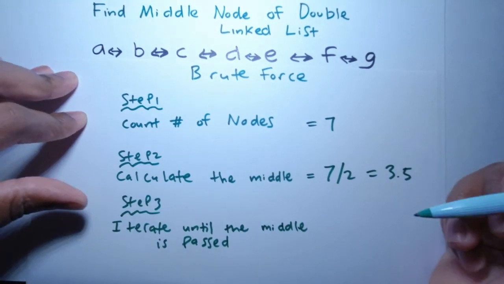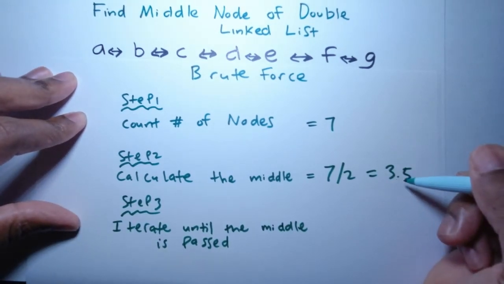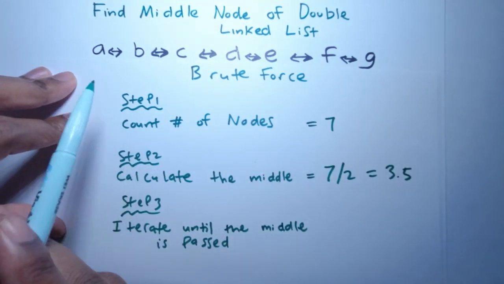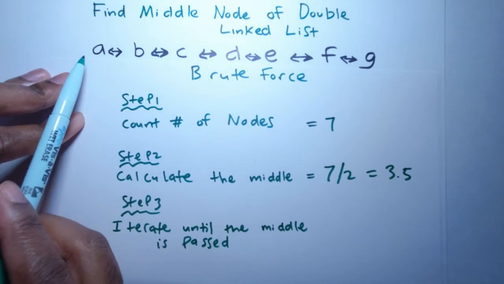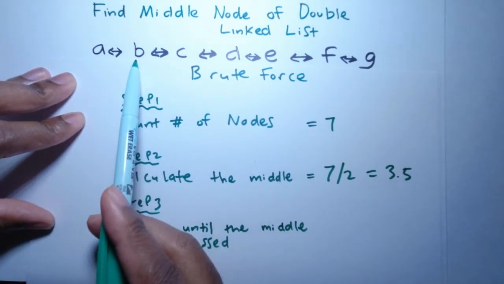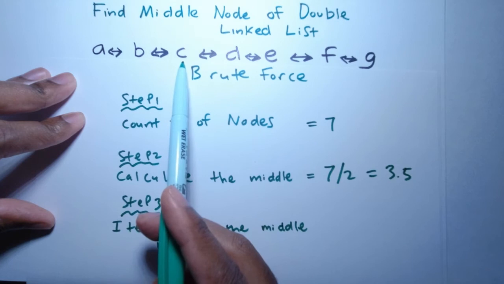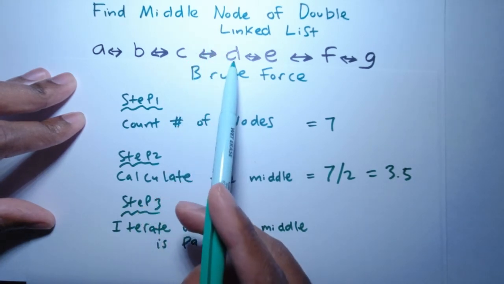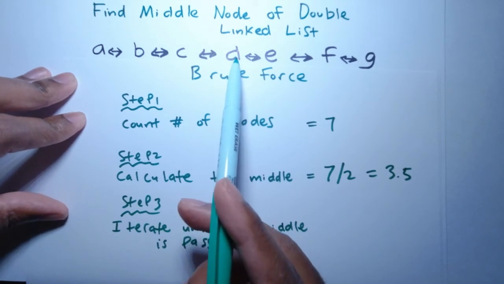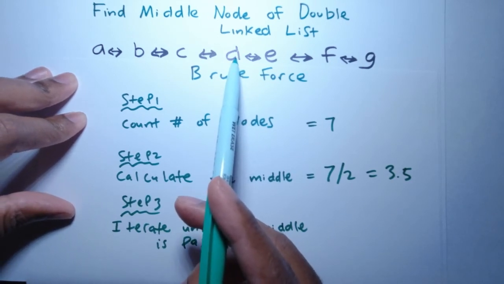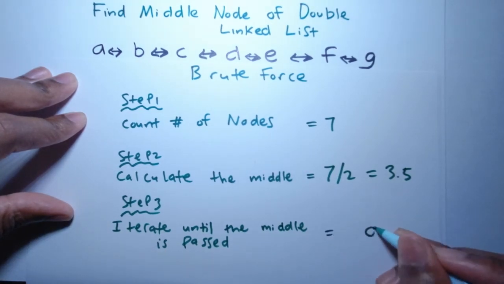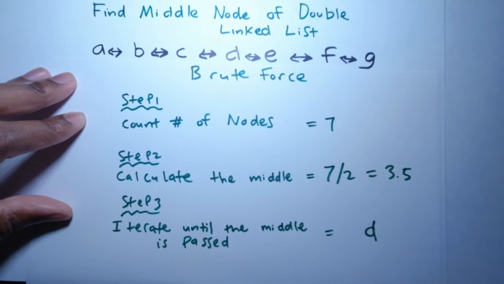All right, so in this case, the calculated middle that we have is 3.5, and we can go here and demonstrate the iterator. Here we have A, which is 1, B, which is 2, C, which is 3. 3.5 is somewhere between C and D. So we jump to D, and then we realize that we have the 4th item, and this is more than 3.5. Therefore, we would declare our middle as D. And that is how the very first method works.